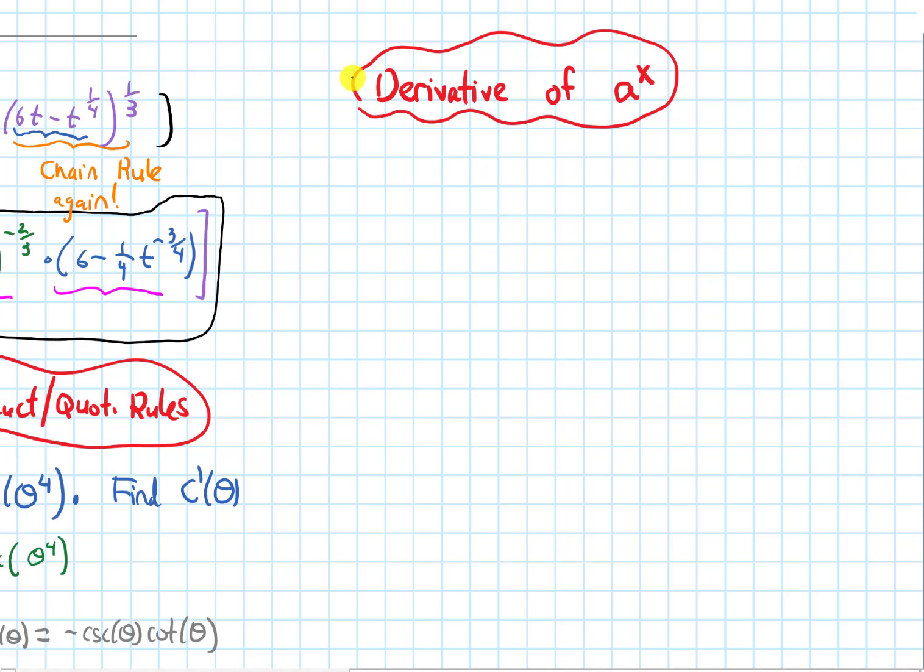In this video, we'll derive a formula for the derivative of a to the x, where a is some constant real number. So I want to first recall our formula for the derivative of e to the x. The derivative of e to the x is itself. It's e to the x. And we also know how to do the derivative of e to the stuff.